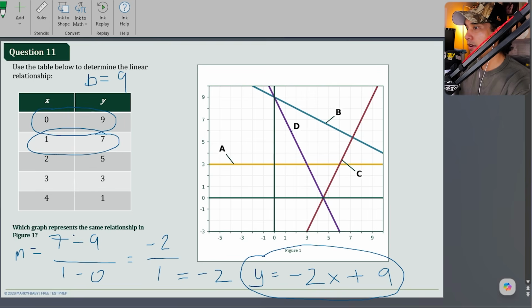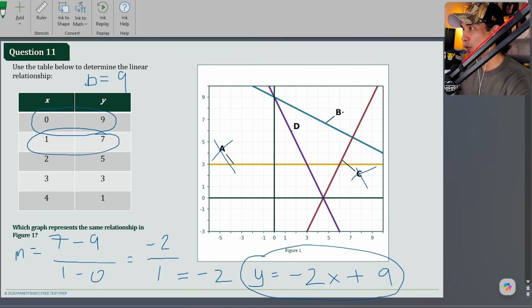Okay, which graph represents the same relationship in figure 1? So we have to match this equation to one of these lines on the graph. And there are 4 of them. So we could already eliminate A, because A is y is equal to 3, and that is definitely not our answer choice. And then we look at C over here. We could get rid of C because that has a positive slope. And then we're looking at D, and then we're looking at B.